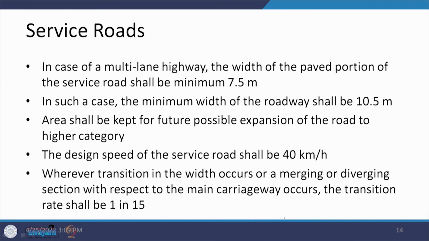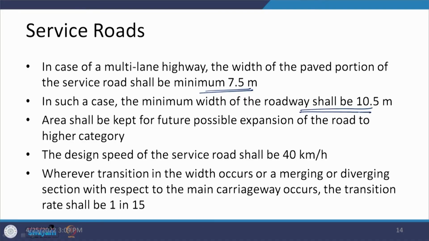Now, when we are looking at this width, and when you have a multi-lane system, as I have shown you in the photographs also, in those cases the paved portion on the service road shall not be 5.5 meters, rather it should be a minimum of 7.5 meters. And when we have this 7.5 meters as a paved area, then with an unpaved area on the sides or with the footpath on the sides, say if you have a footpath which is 1.5 meters on both the sides, then it means 3 meters is going to be added, and that will make a minimum roadway width of 10.5 meters.